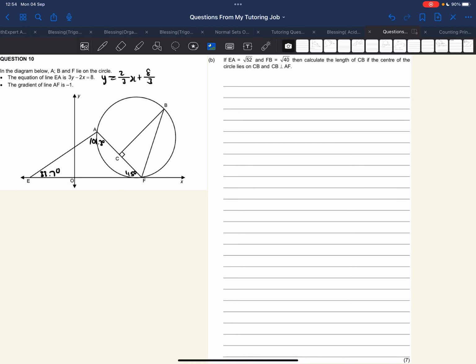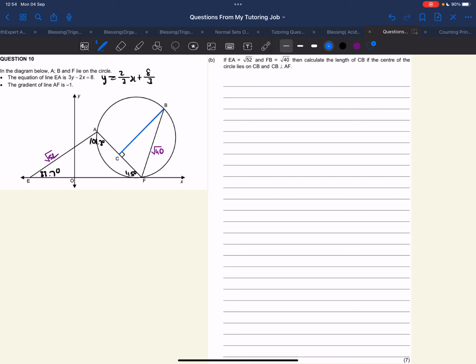Okay, right now in question B, they said that EA is square root 52, and FB is square root 40. Then they say to calculate the length of CB, which is actually this length. So they want us to find that length.